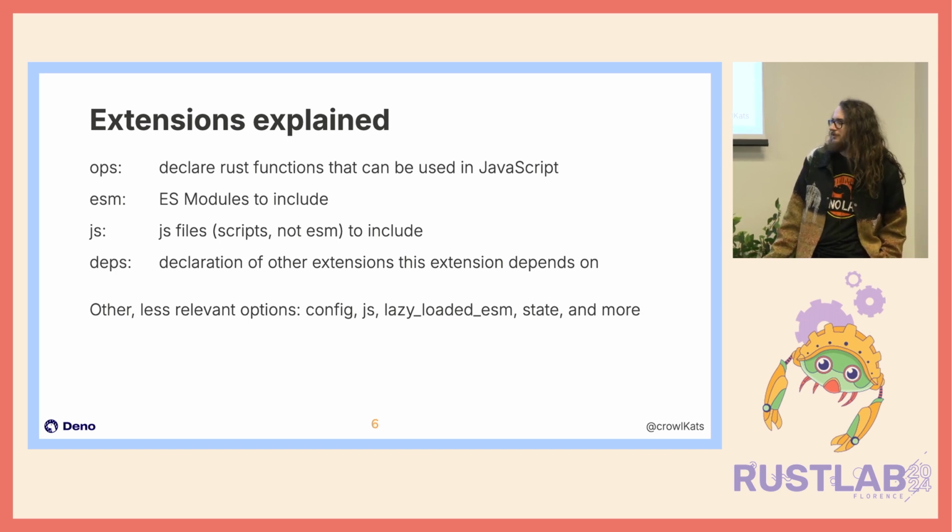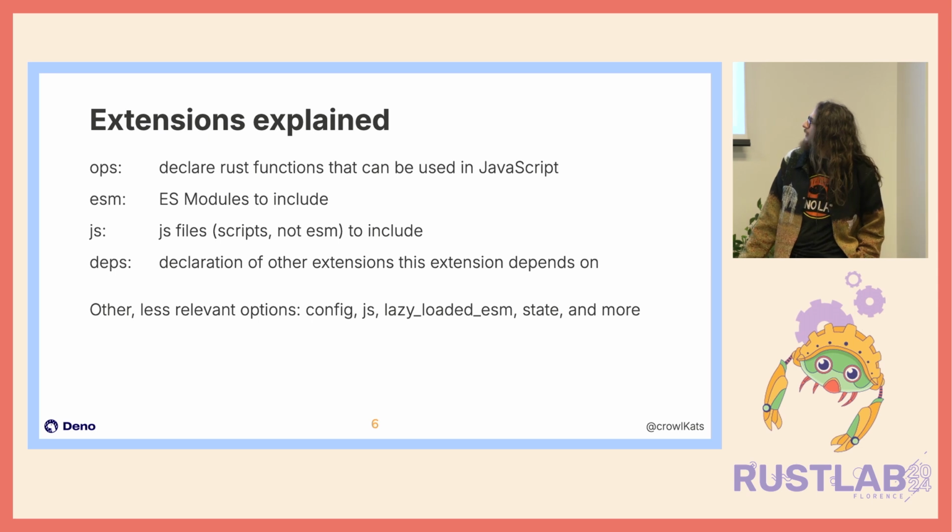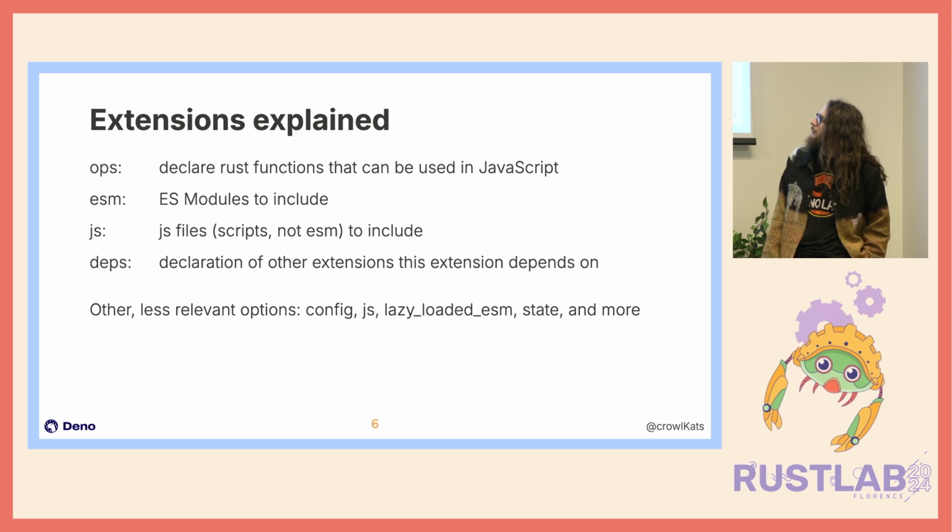State is relatively useful, so you can define some state that you want to expose in the specific extension. Config is additional properties you want to declare to be available for the extension when you're initializing it. And lazy loaded ESM is if you want to lazy load ES modules, which has been, for us, a really good use case. For example, WebGPU.